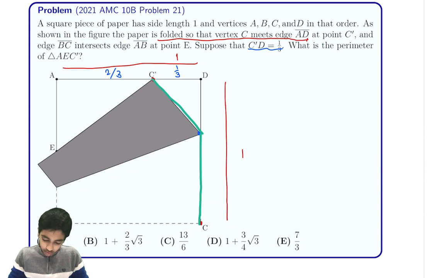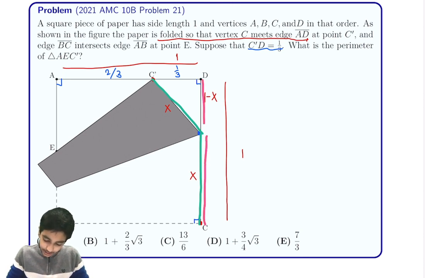Okay, so we want to find the perimeter of AEC prime. Let's mark our 90-degree angles on the square. We know all side lengths are 1. First, let's look at the condition that the two green segments are equal, because that's what we know about folding. Let's say this is x. Then this will be 1 minus x, since the sum of these two segments has to be 1.